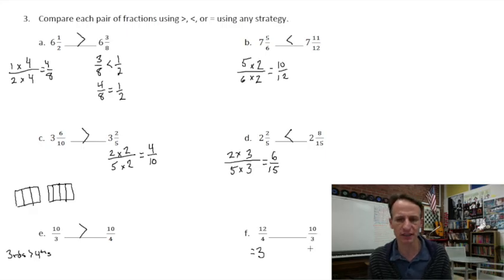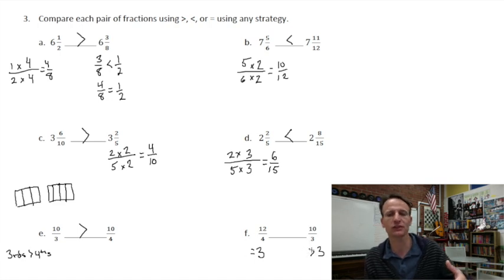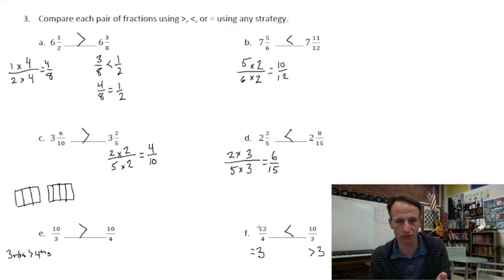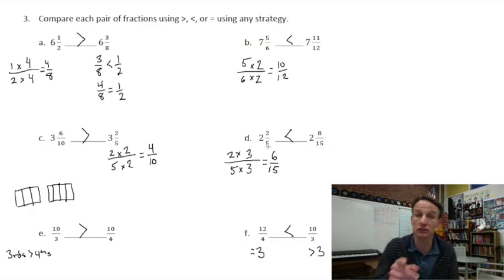So this is greater than 3, right? This is going to be 3 and change, 3 and a third to be exact. So this one is equal to 3. This is greater than 3. So 12 fourths is less than 10 thirds, because 12 fourths is 3, and 10 thirds is greater than 3. All right, just a little bit to finish up here to round out this homework time.